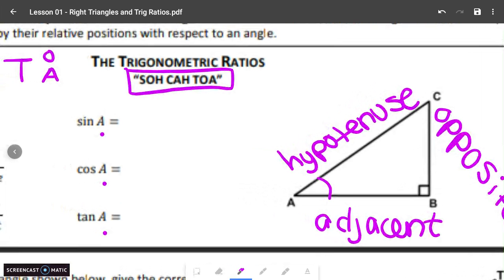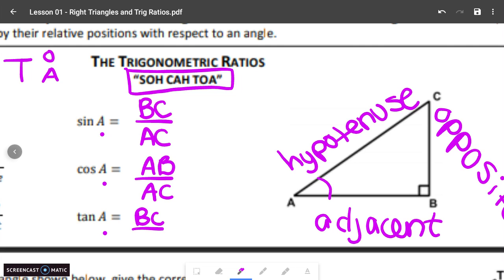So like we said, sine of A is equal to opposite over hypotenuse. So BC was the opposite. Hypotenuse is AC. Cosine is the adjacent, so I'm talking about AB over the hypotenuse of AC, and tangent is the opposite over the adjacent this time.